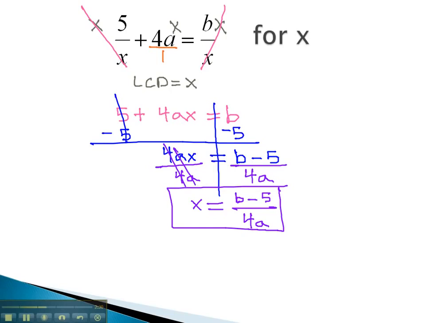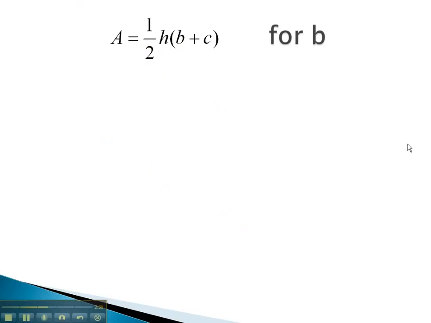Let's try another problem, clearing fractions, that may be a little more involved. In this problem, we're solving for b. Notice we have fractions in front of parentheses in this problem. Recall that we must always distribute before we clear the fractions. Let's start by doing that. We'll distribute the 1/2 h onto both terms. We now have a equals 1/2 of hb plus 1/2 of hc.